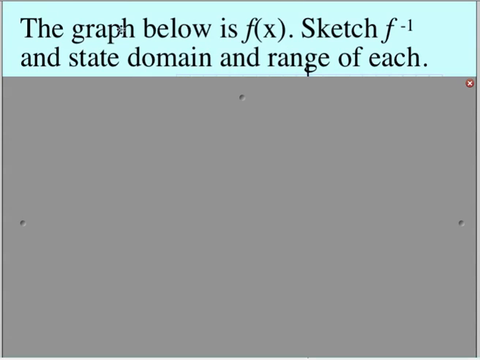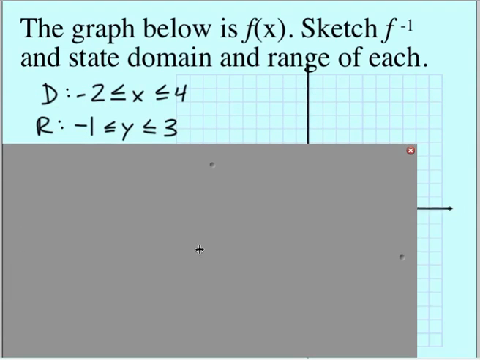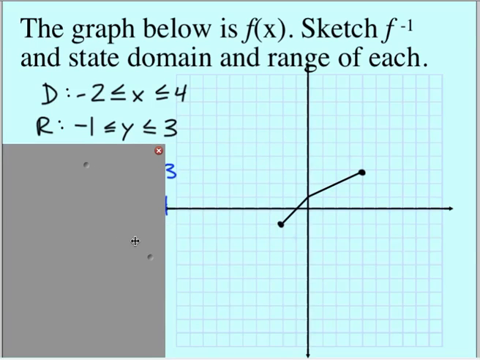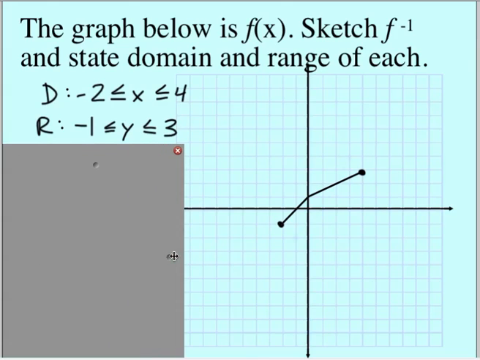And the last example I have, it says the graph below is f of x, sketch its inverse and state the domain and range of each. So first of all, I have this graph. And its domain goes from negative 2 to 4. And its range goes from negative 1 up to a positive 3.